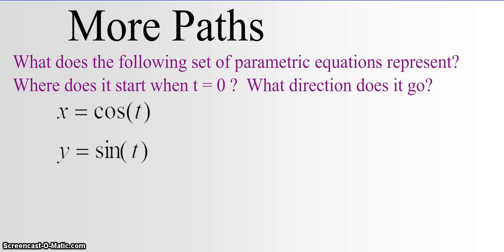So first, let's look at the parametric equations x equals cosine t, y equals sine t. I want you to figure out what this set of parametric equations represents. Where does it start when t is 0? And what direction does it go? So pause the video, think about and answer those questions, unpause when you're ready to check your work.